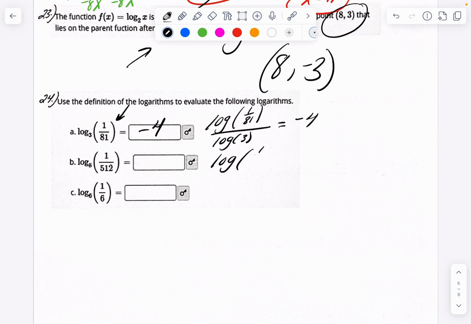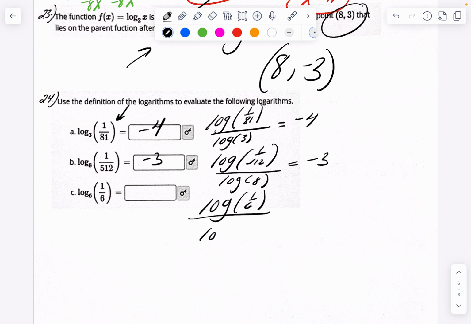So we would type in log of 1/512 divided by log of 8. We would put it in our calculator. Again, the change of base formula. If you're going to do the change of base formula, just make sure you put the base on the bottom. It's negative 3. So this will be log of 1/6 divided by log of 6. Just put it in your calculator and it gives you negative 1.